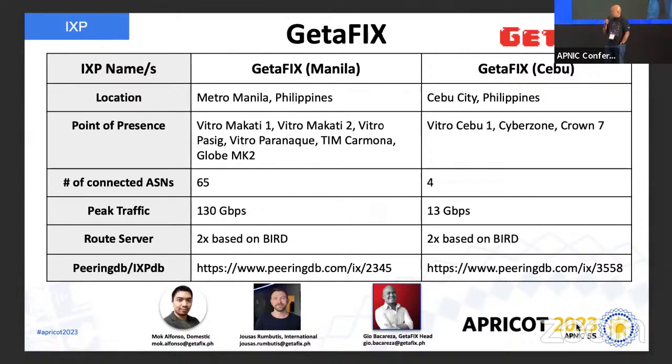We have 65 ASNs, peaking at around 130 gigs of traffic and growing. We also recently put Getafix in the Visayan region of the Philippines as we push forward to attract more provincial ISPs and, as mentioned by Achi, the growing cable companies serving out-of-reach Filipinos. Maybe next year we'll have another column here because we'll be located in the island of Mindanao.